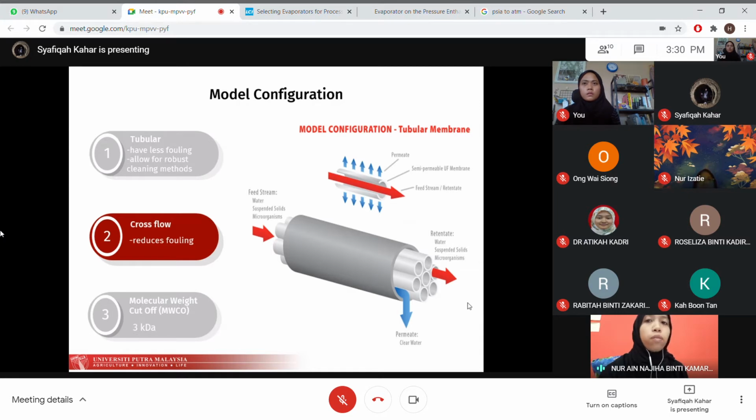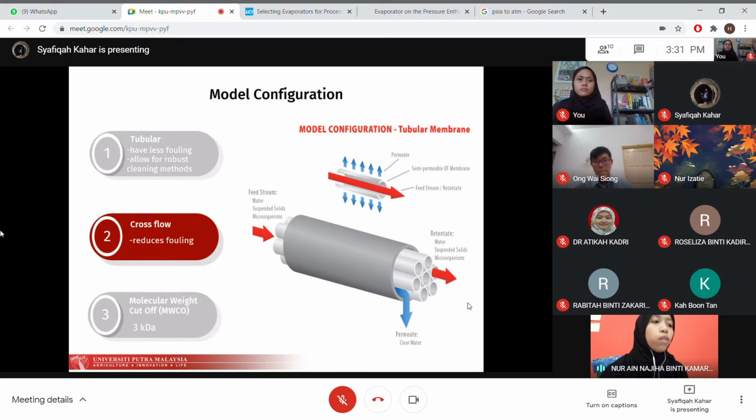And then we have two modes of operation for filtration, which are cross-flow and dead-end mode. But I chose cross-flow filtration because it can reduce fouling, and also the permeate flux does not drop as fast when compared to dead-end filtration, because cross-flow removes build-up from the surface of the membrane. And then the molecular weight cut-off for this design is 3000 daltons, which is lower than the molecular weight cut-off of protein, alpha amylase, and alpha glucosidase.